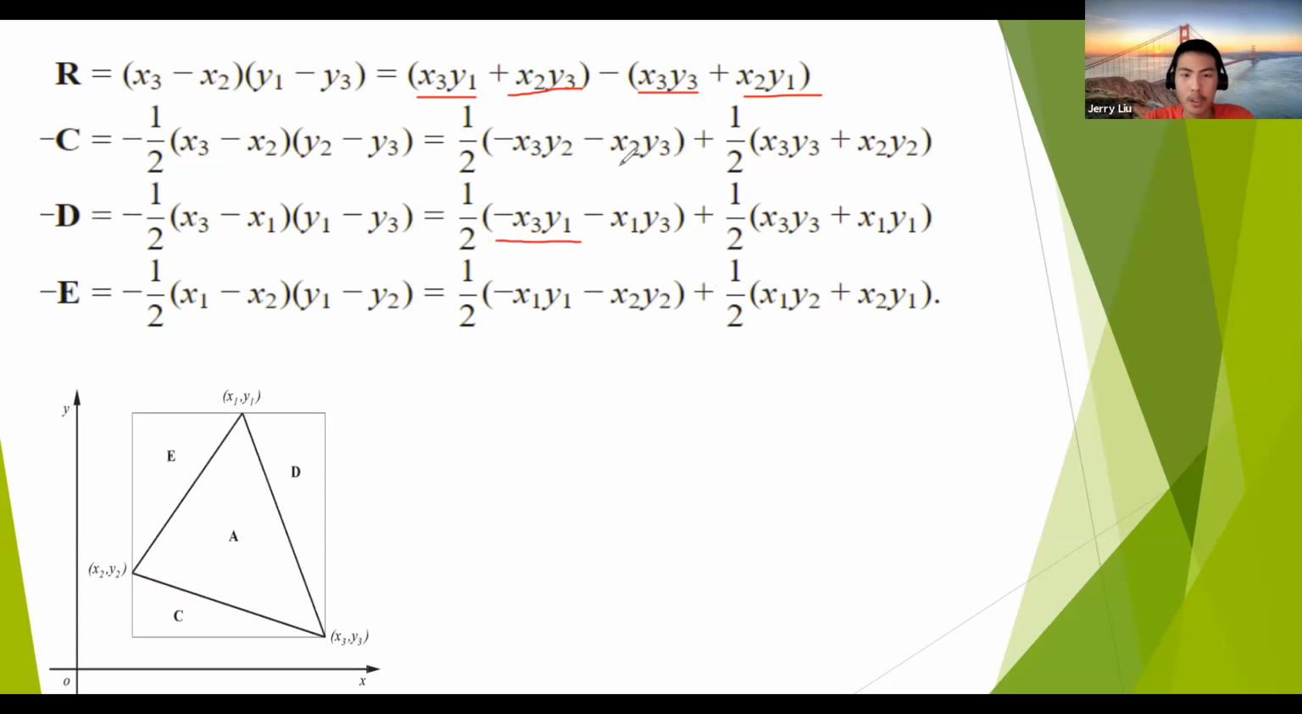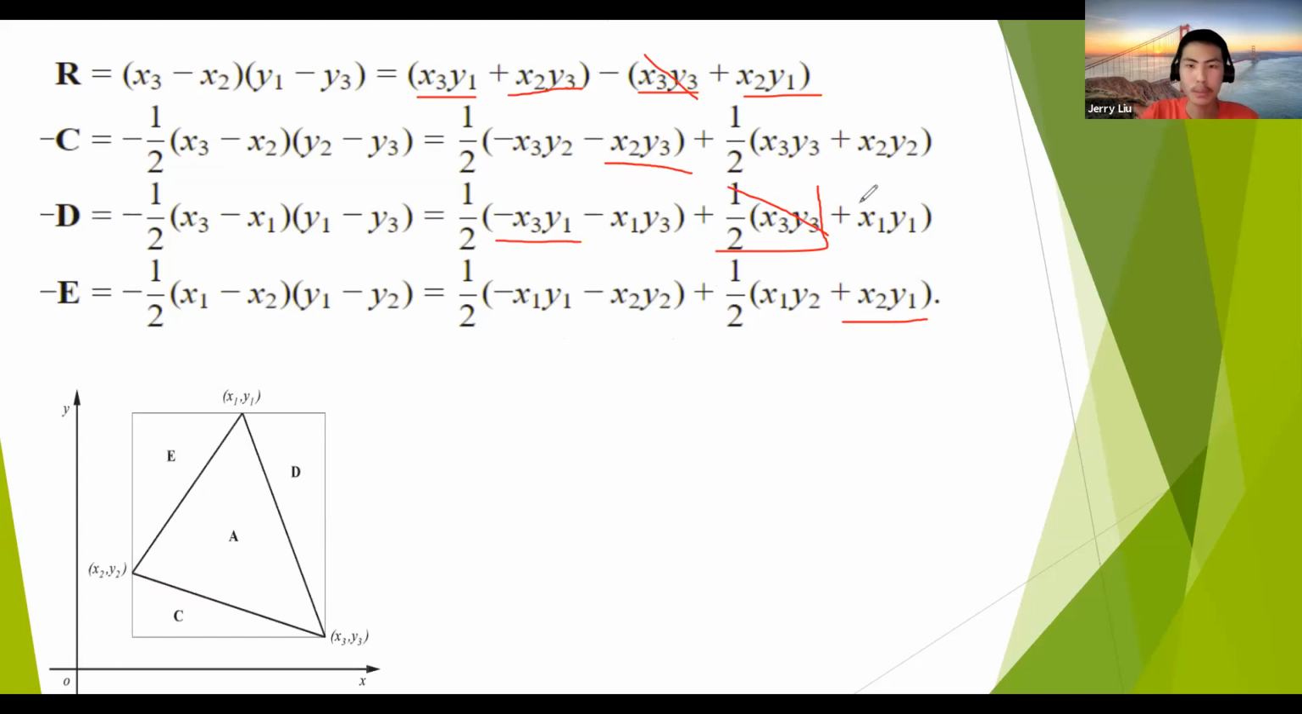So for example, when we talk about x3 y1, there's a minus 1/2 of x3 y1 here. If we're talking about x2 y3, we have minus 1/2 of x2 y3 here. x3 y3 has a plus 1/2 x3 y3, so these actually cancel out. And then x2 y1 has a plus 1/2 of x2 y1, so you'll have a minus 1/2 of x2 y1.